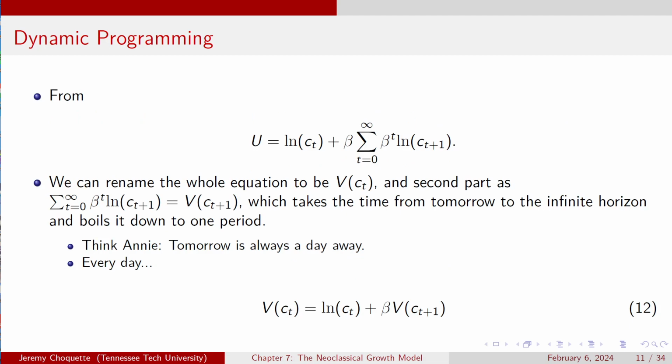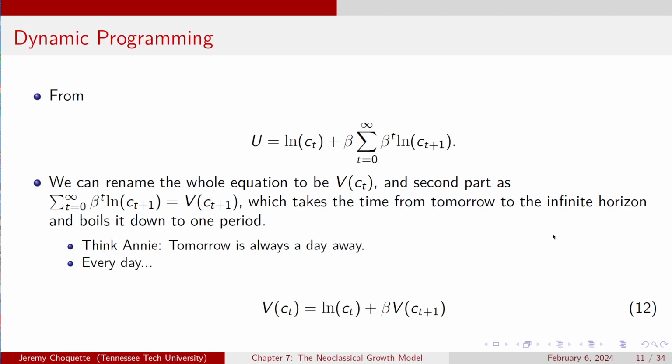So here's what I'm going to do. I'm going to rename this whole equation. It's going to be v now instead of u. And that second part I'm going to name, so this u gets renamed to v of ct. This part here, everything from the sum outward, gets renamed to v of ct plus 1, because I know it converges to something. It's a convergent infinite geometric series, right? That part's already been well established.